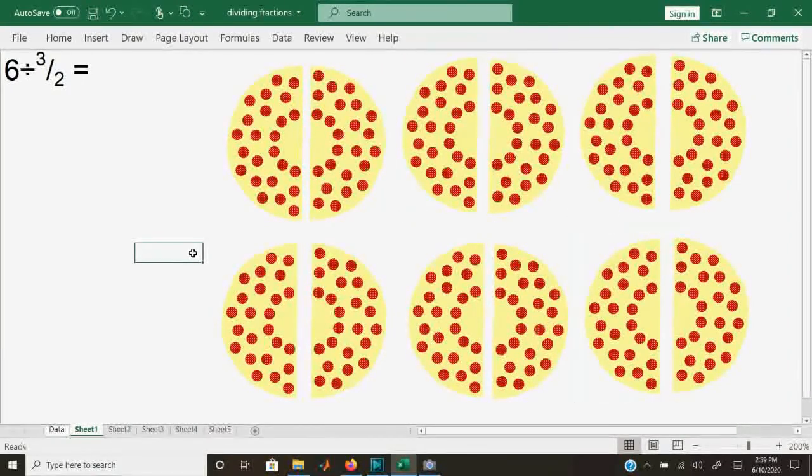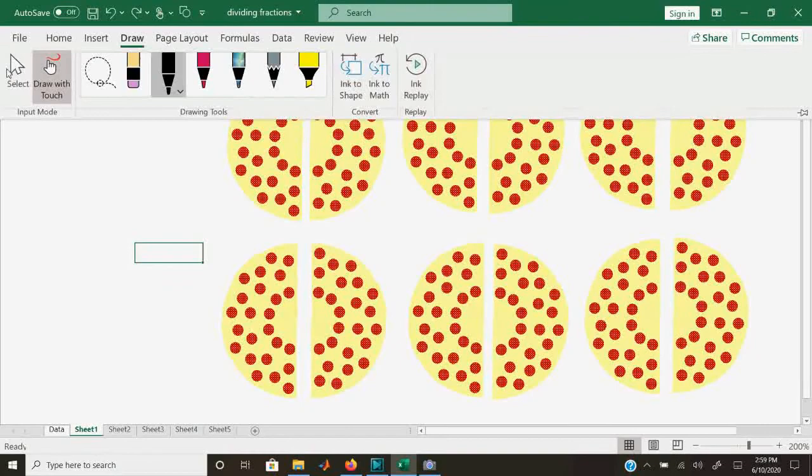So now instead of having 6 pizzas, I have 12 things that I'm now going to divide up. So I started with 6, and now I have 6 times 2 things. So I've taken 6 and I've made 12 out of it. And now I want to see how many 3 halves. How many people can get 3 halves of a pizza? That is how I'm going to answer the question. What is 6 divided by 3 halves?